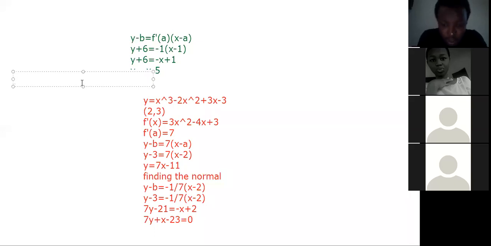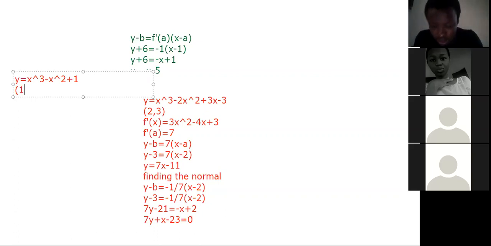So we're given y is equal to, give it to me, y is equal to what? x cubed minus x squared plus 1. That's what we're given. And they said it passes through the points (1, -3), and so we have 2 points here, and (3, 13). Now let me explain something to you.